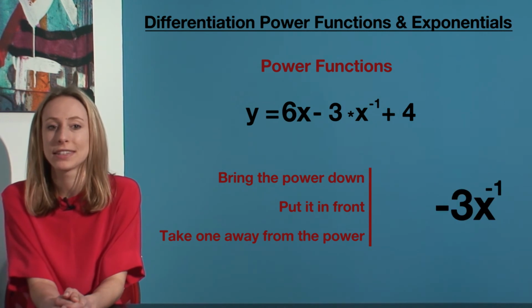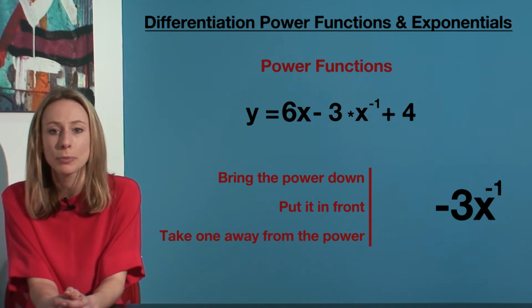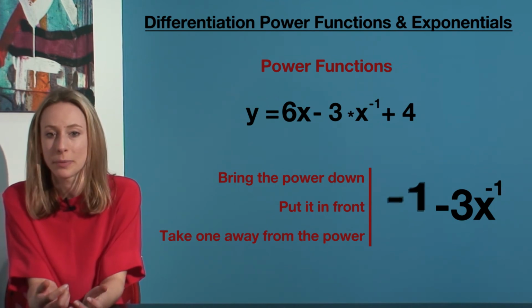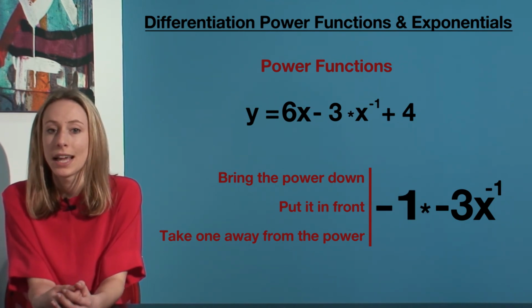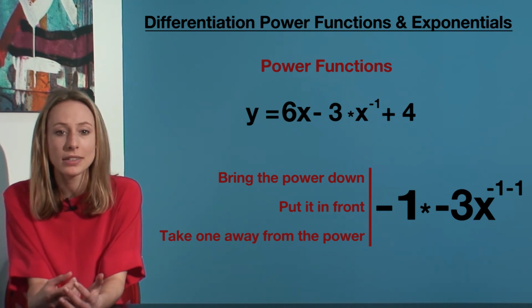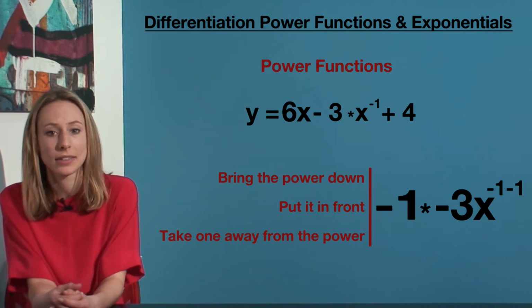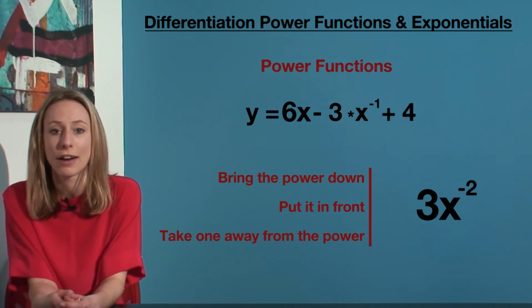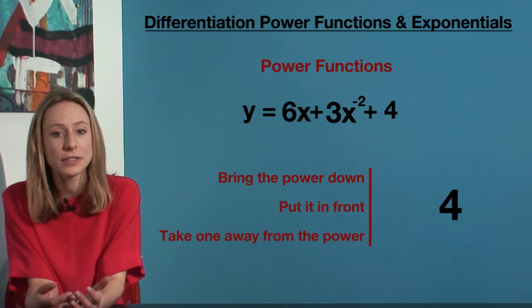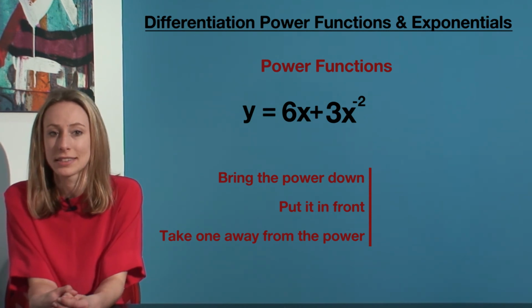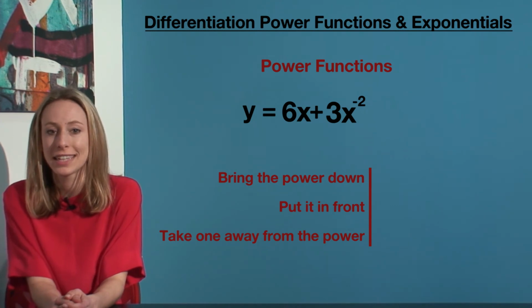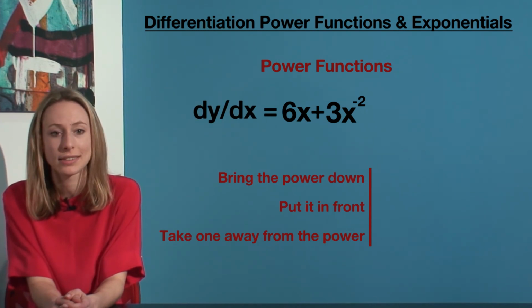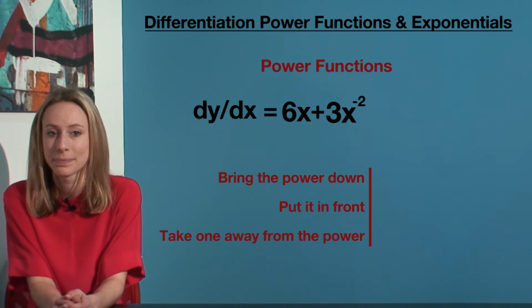You do the same process for the 3x to the power of negative 1 term. So this time, you multiply the number out the front by the power term, which is the negative 1, and then minus that power term by 1 to get negative 1 times 3x to the power of negative 1 take away 1, which is 3x to the power of negative 2. The plus 4 at the end of the equation is eliminated, as it has no x component. Adding each of these terms together gives us dy/dx equals 6x plus 3x to the negative 2.